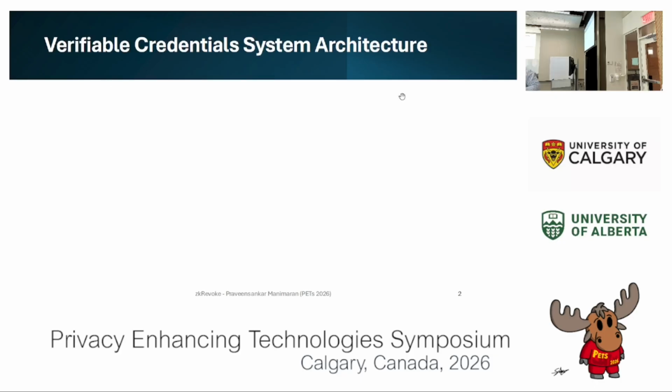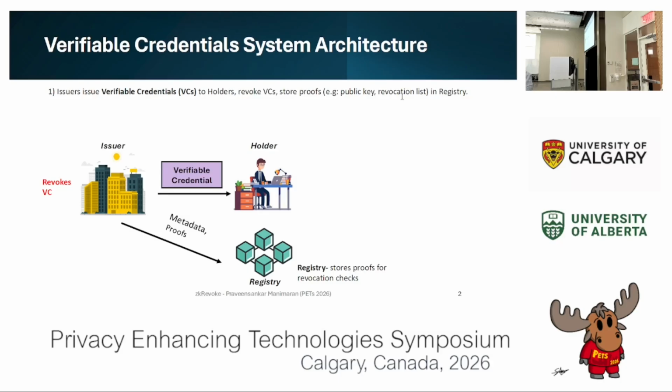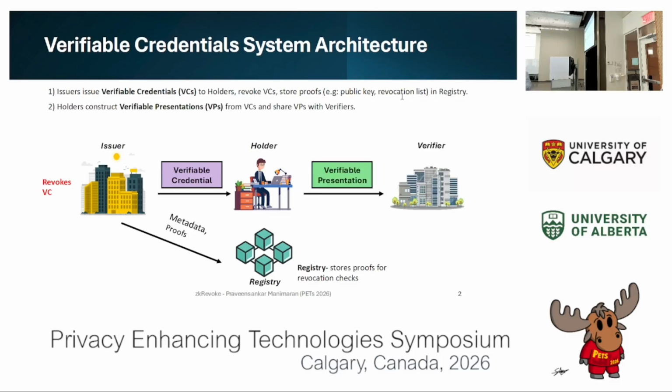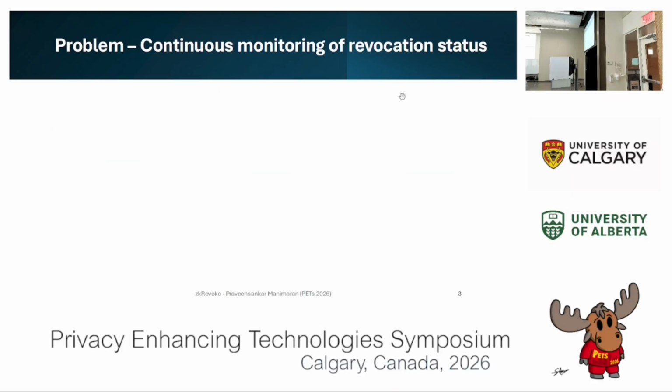First, let me briefly give an overview of the entities in the verifiable credentials ecosystem. Starting with the issuer, who issues verifiable credentials to holders and also revokes verifiable credentials. During revocation, the issuer usually stores proofs in a registry. The holder creates a verifiable presentation out of the verifiable credential and shares it with the verifier, and the verifier verifies the proof, including verification of revocation status. So let me go to the problem.